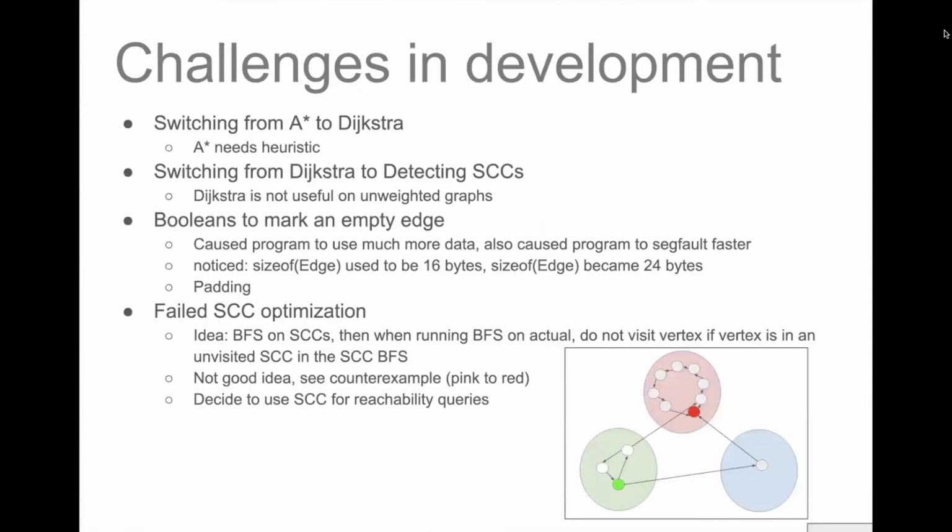So, talking about some challenges here. We switched from A star to Dijkstra at the start of the project, and then switched from Dijkstra to detecting SCCs. And then we also had some problems with booleans to mark an empty edge because they were using so much data. And for the last one, for failed SCC optimization, as you can see in the figure on the right, if you need to go from the green node to the red node, the shortest path yielded by the SCC graph is not the actual shortest path. Instead, it's the shortest path between the two SCCs.